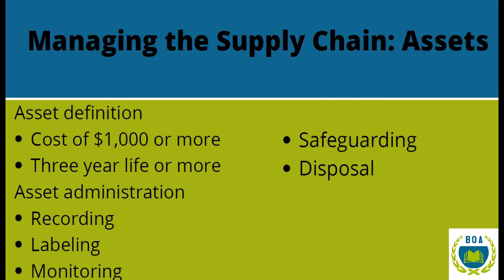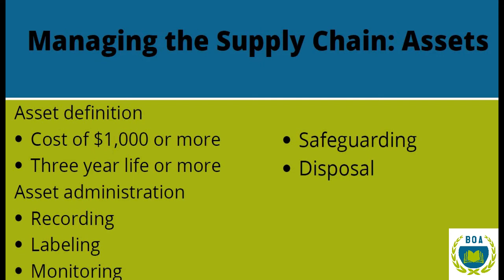The definitions that we can start with as a base are a cost of $1,000 or more and a life of 3 years or more. We'll use these qualifications to define an item as an asset. That will vary from one organization to another. These terms are based on the United Nations Development Program's definition of assets for reporting purposes. So items that meet these two requirements, we're going to consider assets.